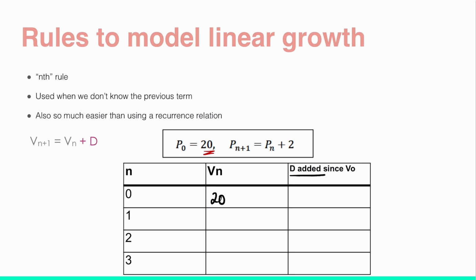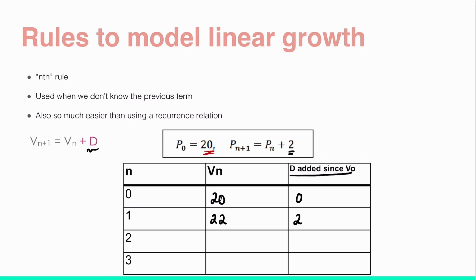Now, this is the key to it. D added since V0. Now, D, remember, is how much I'm adding on at each step. Usually it's the interest if we're talking about financial scenarios. If it was just a random rule, we're just talking about how much is being added on. So at this moment, nothing has been added. Now, after one iteration, so we're at V1, all I'm doing is adding 2. So V1 would be 22. And in total, I've added 2.